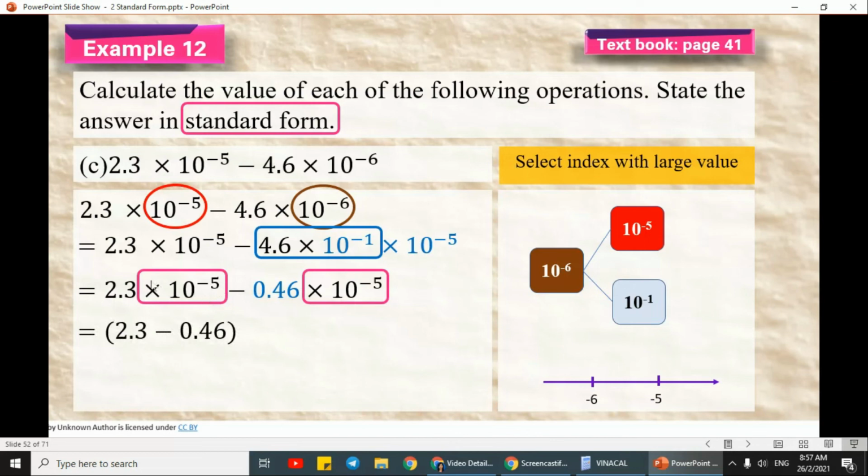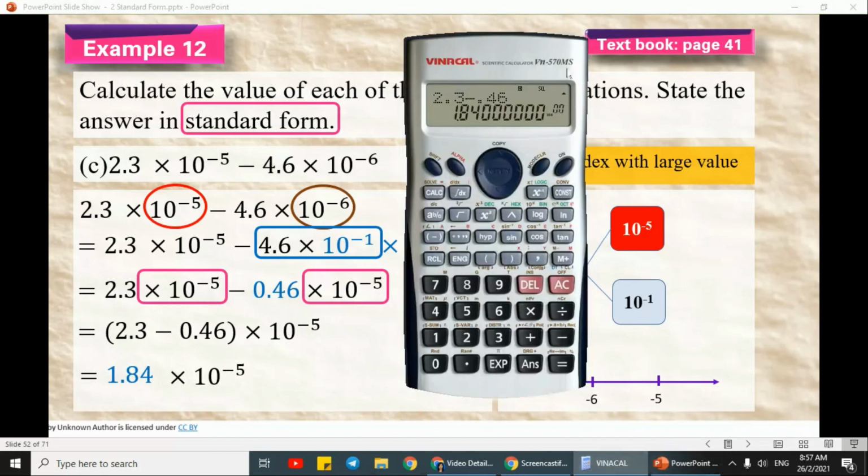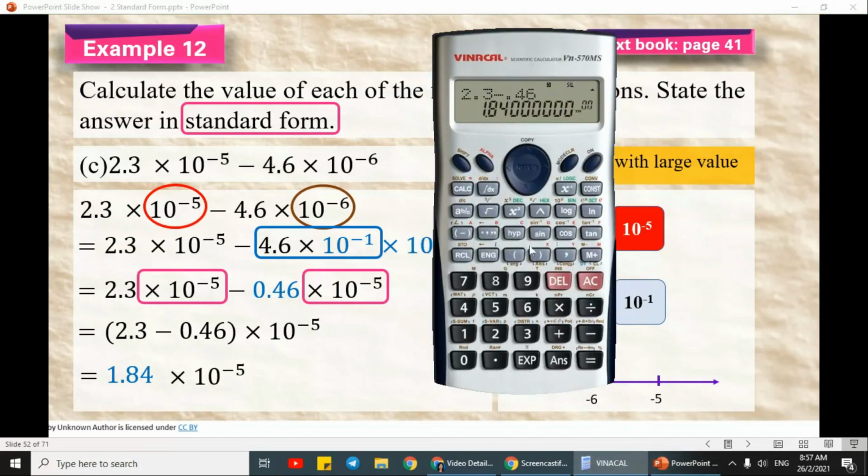Put the rest in the bracket: 2.3 minus 0.46. Then the common factor goes right outside of the bracket, multiplied by 10 to the power of negative 5. So here we get 1.84 multiplied by 10 to the power of negative 5. Let's double check the answer. Is it in standard form?